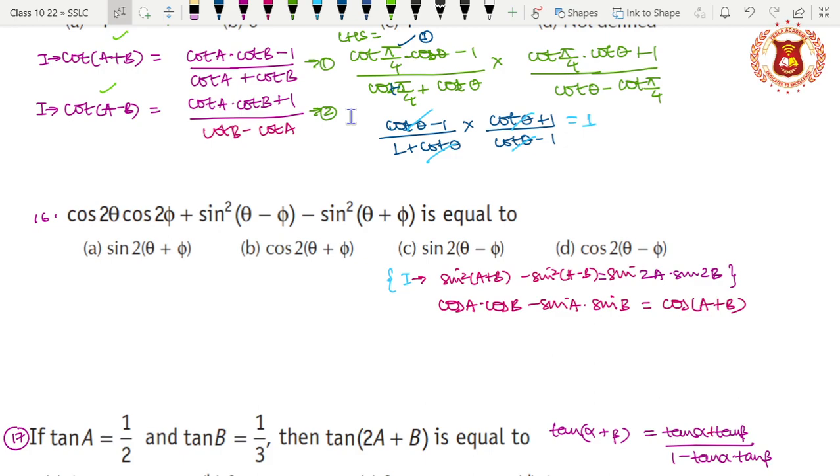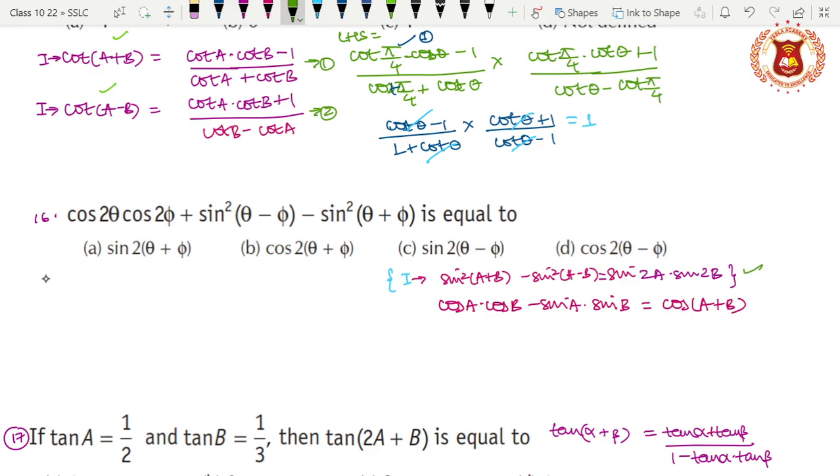Okay. Now again next problem. Okay, in this problem we are given cot 2 theta into cos 2 phi plus sin square theta minus phi minus sin square theta plus phi. Now we know sin square a plus b minus sin square a minus b is sin 2a minus sin 2b, right?